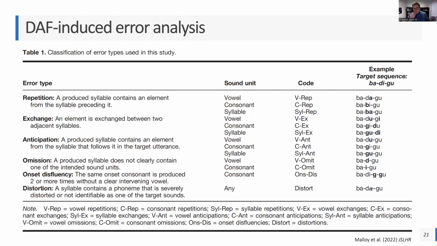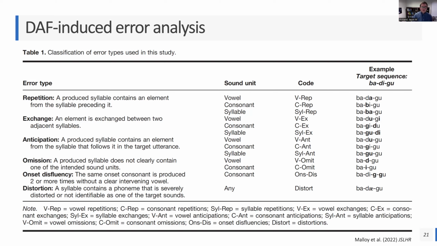For example, a vowel repetition for the target sequence of ba-di-gu, the subject might say ba-di-gu, ba-da-gu, right? So that would be a vowel repetition. And you can walk through these different pieces. We also included an error type, which we call an onset disfluency, something similar to what people have previously called an artificial stutter. So for example, if the subject said ba-di-ga-gu without a clear intervening vowel, we would classify that as an onset disfluency. We also included severe distortions of vowels that didn't clearly jump into the category of some other sound in the inventory that we were using.